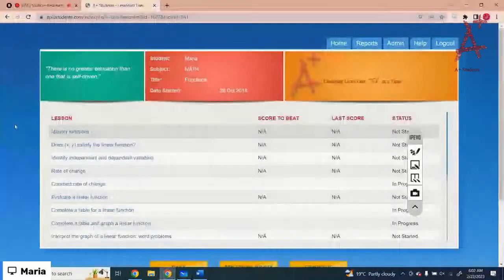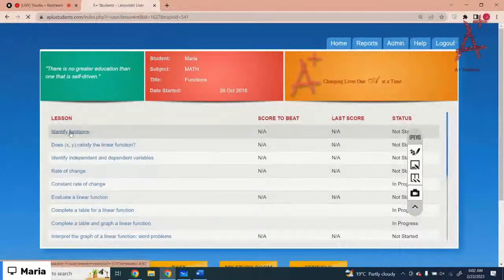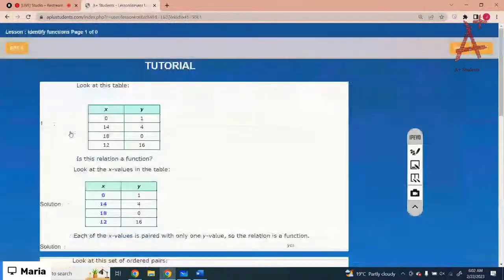Here I'm on grade 8 maths. The chapter name is functions. So let's start with the first lesson, identify functions. Okay, look at this table. You are given a table for x and each value of y. For each x value, you have a single value of y. You have to see if this relation is a function.